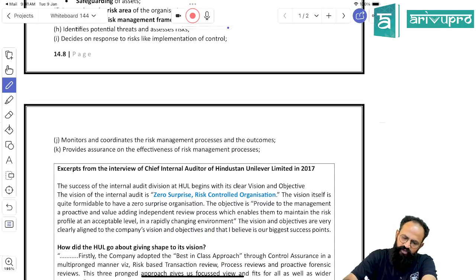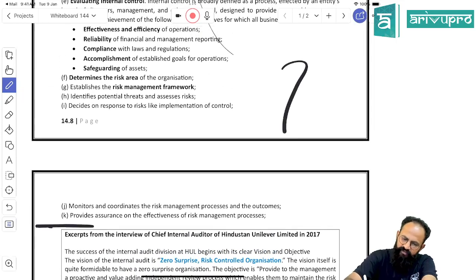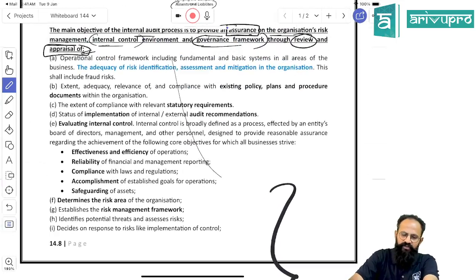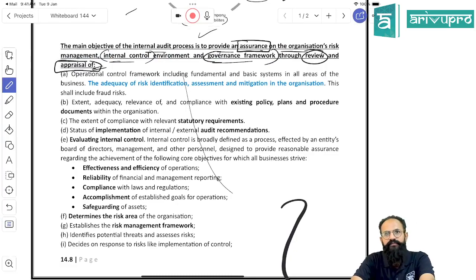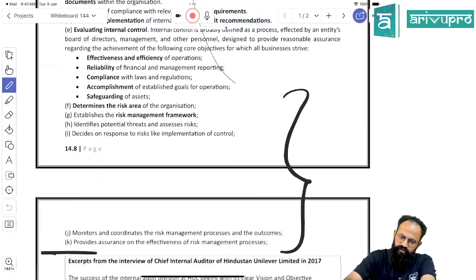Yes sir, that is what is given here. Clear? So from here to here everything is risk only. So this is what is with regards to your internal control. Clear? Any doubts? Yes? Okay.